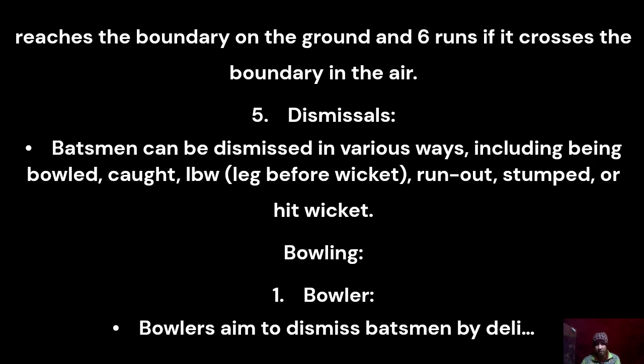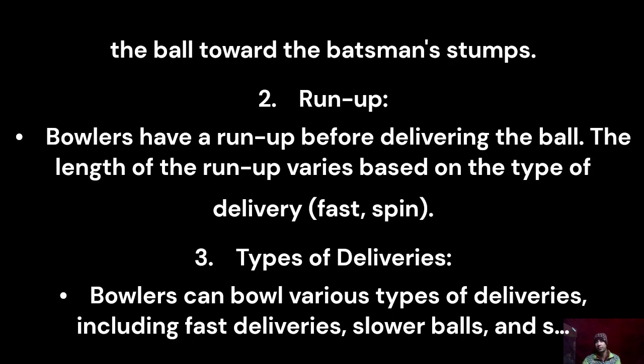So the next aspect of the basics is bowling. The first thing in bowling is the bowler. A bowler always aims to dismiss the batsman by delivering the ball towards the batsman's stumps. Second is the run up. A bowler must have a run up before delivering the ball. The length of the run up varies with the type of delivery, that is fast or spin.